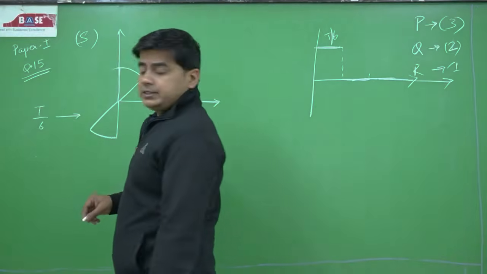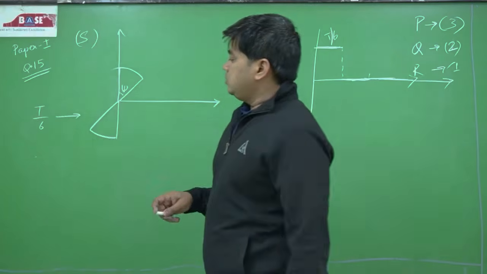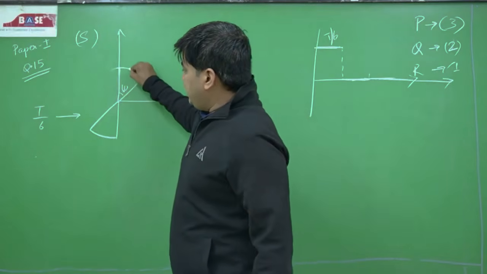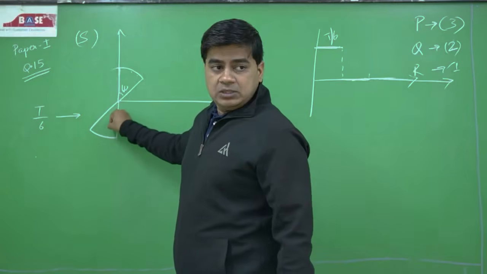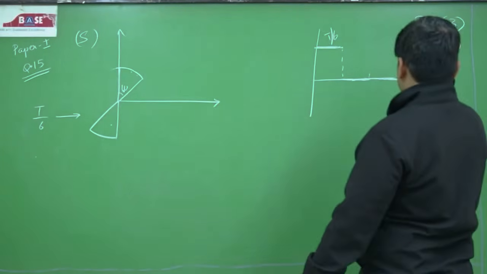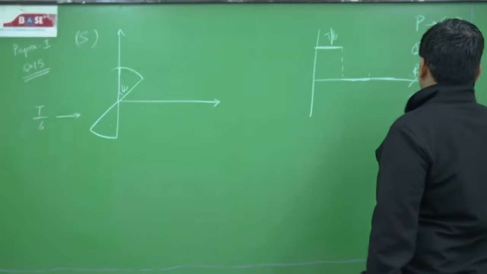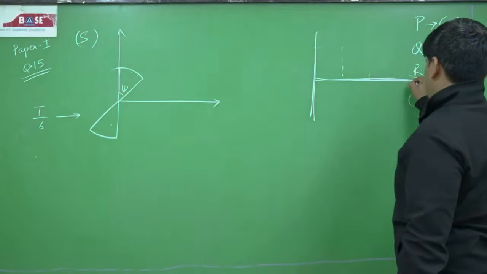The diagram looks like this. So this is 60 degrees. Whatever current we get for this, exactly the opposite current we will get for this. So the net current will be 0 here and we'll get option number 4. So S becomes option number 4 and the diagram would look like this.